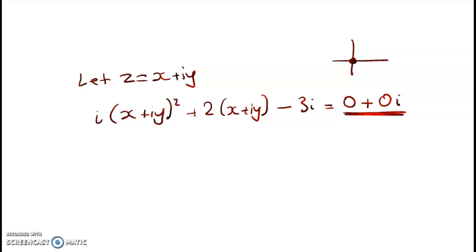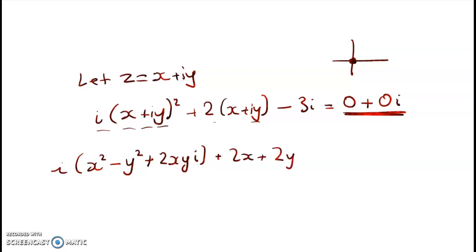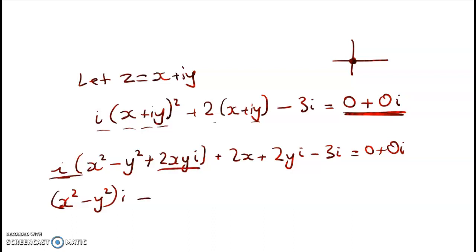All I have to do now is to expand this and this, clean it all up, and collect up the real bit and collect up the imaginary bit. So we get i times (x squared minus y squared plus 2xyi) plus 2x plus 2yi minus 3i is equal to 0 plus 0i. So for the real part here, I'll go a little bit slowly here. So we've got (x squared minus y squared) i, and then this becomes a real part. So this is going to be minus 2xy plus 2x plus 2y minus 3i.